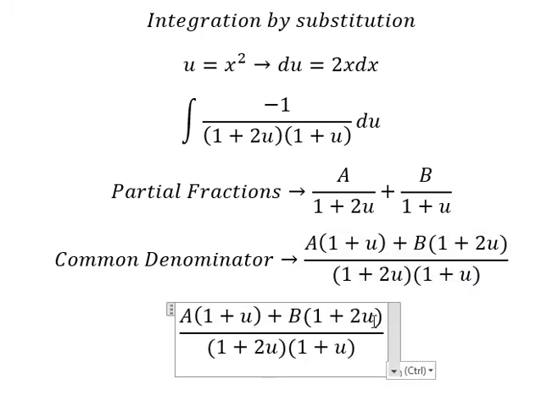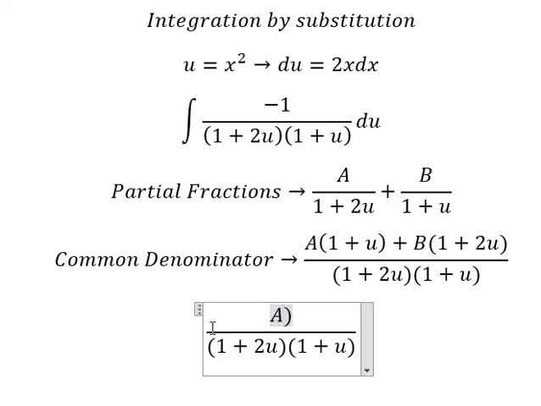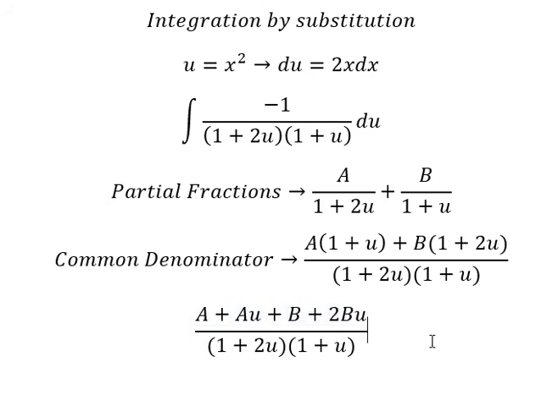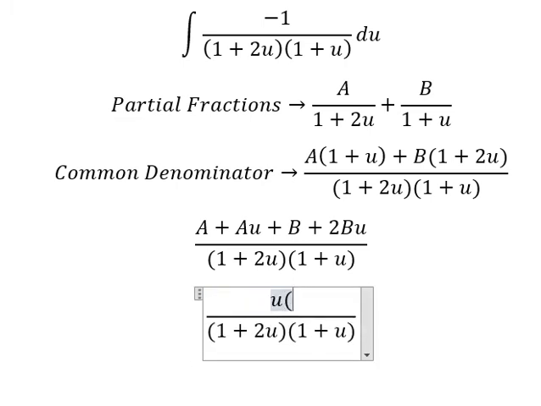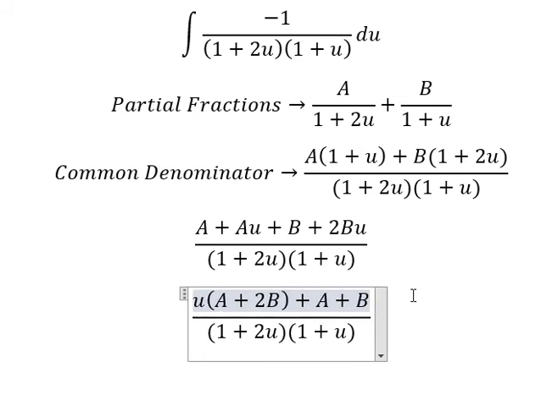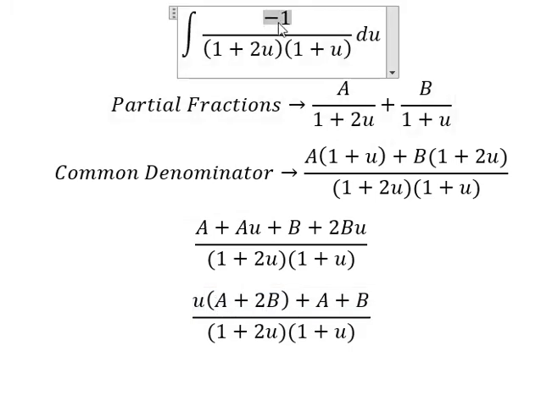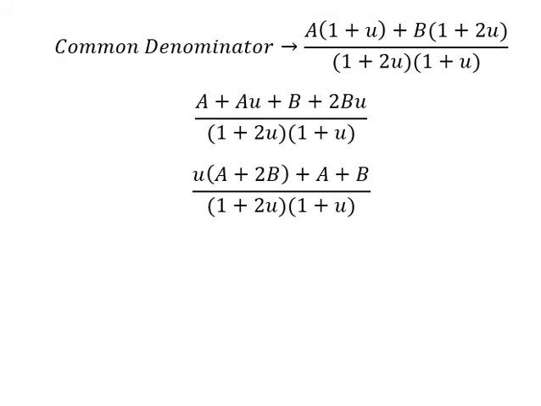And now we need to expand. Next, we need to arrange based on the terms of u. So we have A plus 2B, and the next one we have A plus B. So we don't have u in here, so A plus 2B equals to number 0. We have negative number 1, so A plus B equals to negative number 1. And now we have the system of equations.